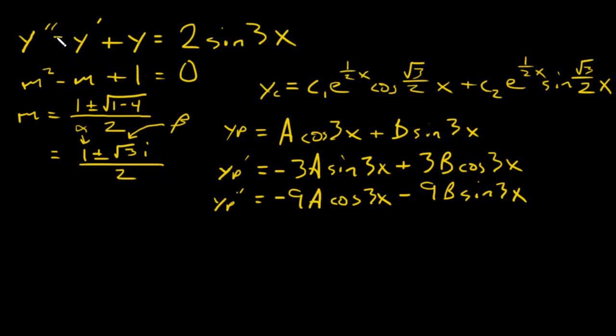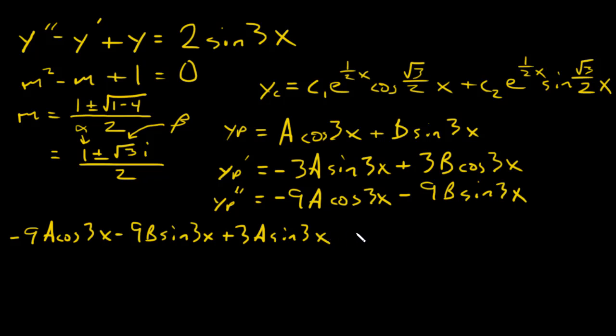So if I do that, I'm going to get y double prime. So y sub p double prime is going to be, hope I can fit all this on this thing. So this is going to be negative 9a cosine 3x minus 9b sine 3x. And then I've got minus y prime, so minus this, so plus 3a sine 3x minus 3b cosine 3x, whew, and then plus y, so plus a cosine 3x plus b sine 3x. Wow. And then this is equal to this, so this is also equal to 2 sine 3x.